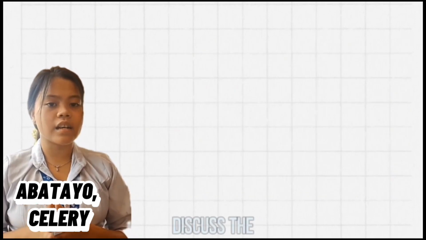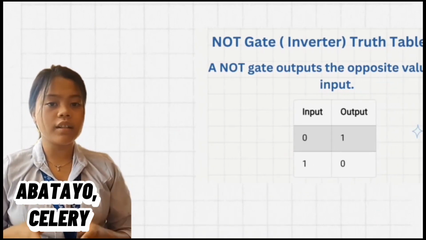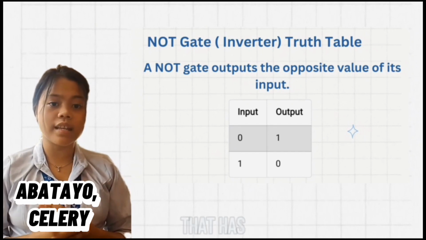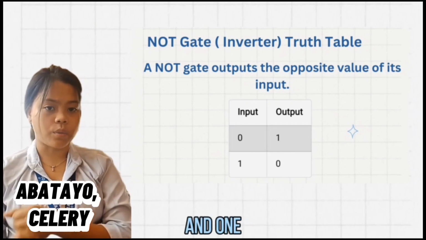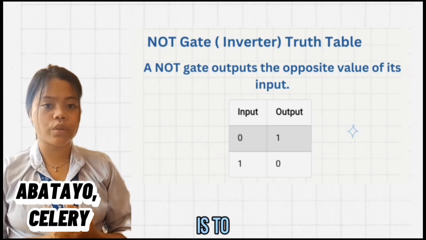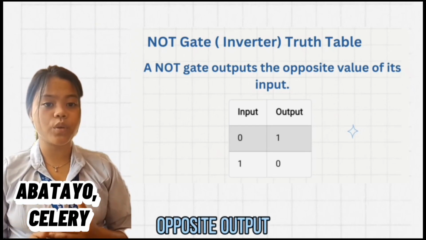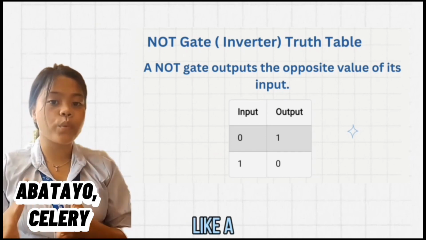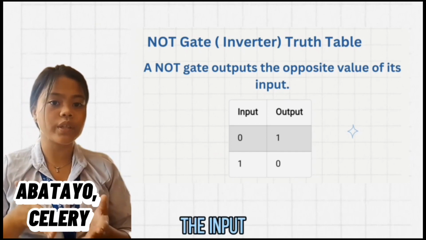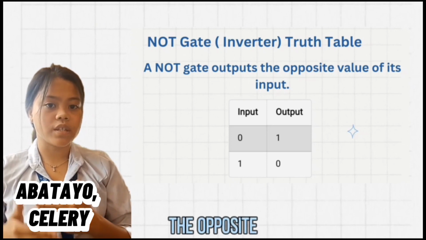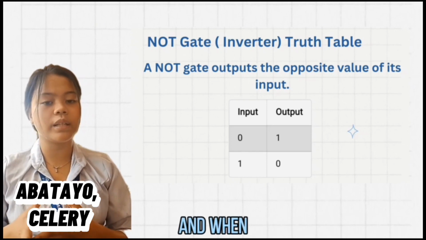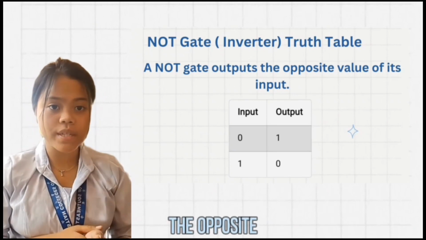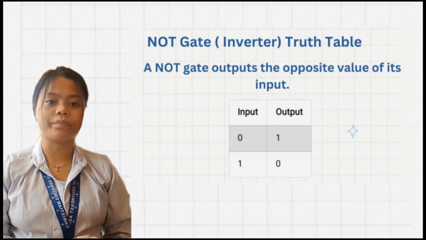So let's discuss the NOT gate first. A NOT gate, or an inverter truth table, is a simple logical device that has one input and one output. Its function is to produce the opposite output compared to the input. So the NOT gate is like a switch that changes the input: when the input is on, the output is off, and when the input is off, the output is on. It's a device that gives the opposite result of the input.